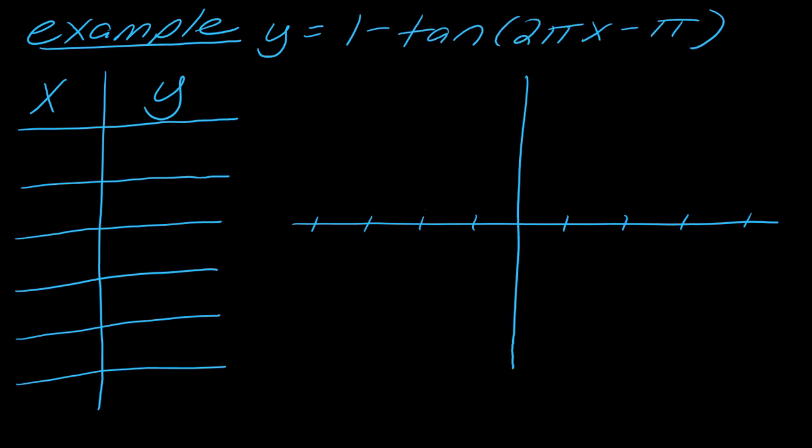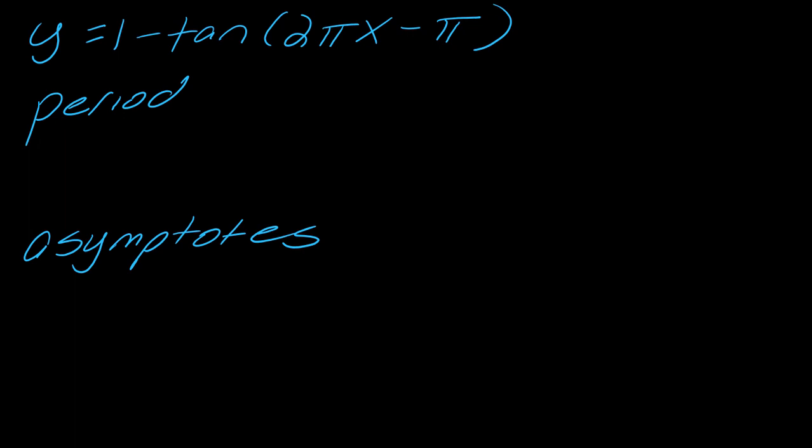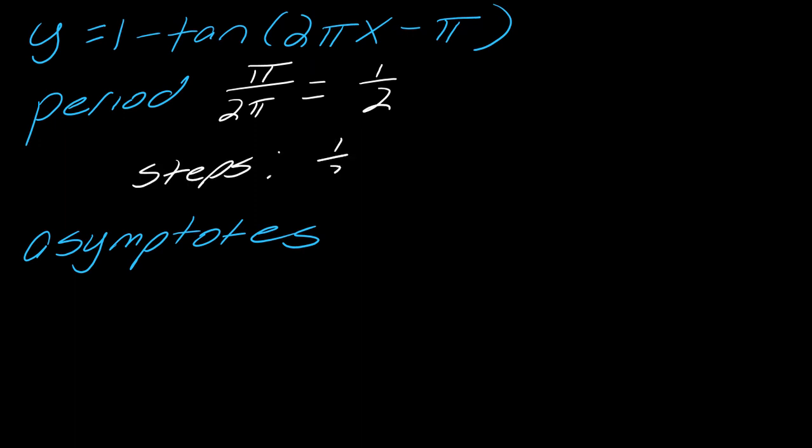Okay, and so for my last example, I have y equals 1 minus tangent of 2 pi x minus pi. First things first, we've got to figure out our period. I'd take pi divided by 2 pi, so that comes out to 1/2. So my steps in this case are going to be 1/2 divided by 4, so I'm going to take 1/8 size steps.